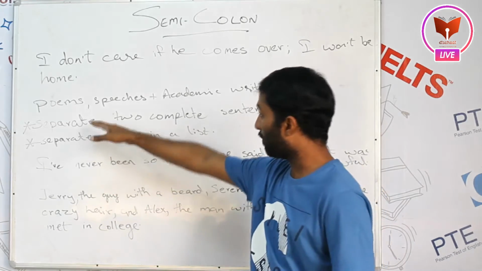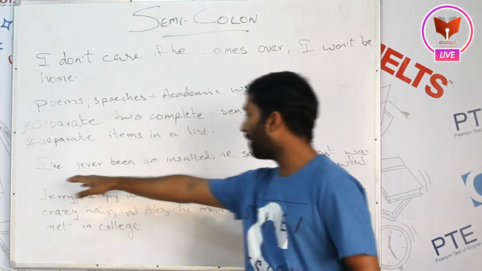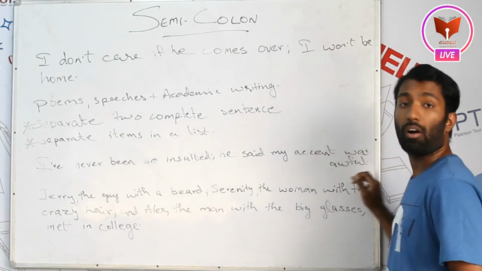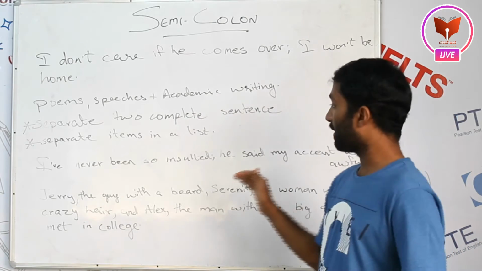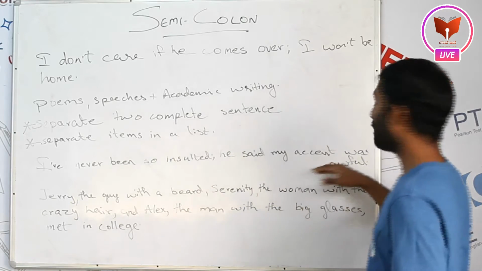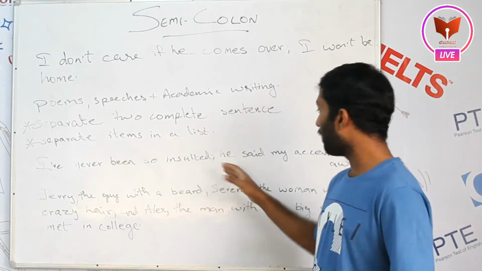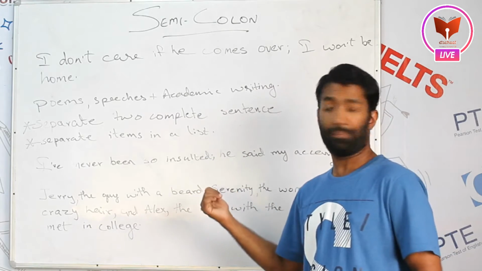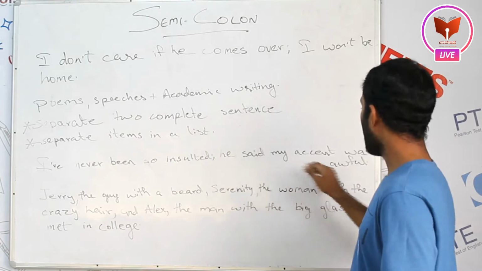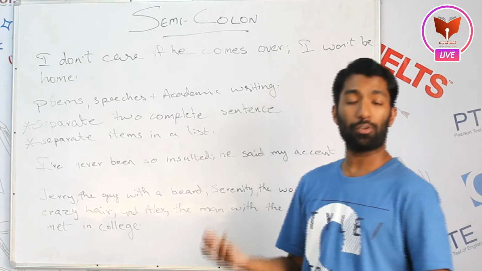So the first example is about separating two complete sentences. I have never been so insulted; he said my accent was awful. As you can see, the first part before the semicolon and the second part after the semicolon are both complete sentences. So we can just use a period here, right? I have never been so insulted. He said my accent was awful. Since it's two complete sentences, you can use a full stop.